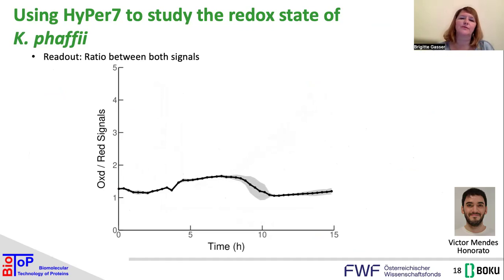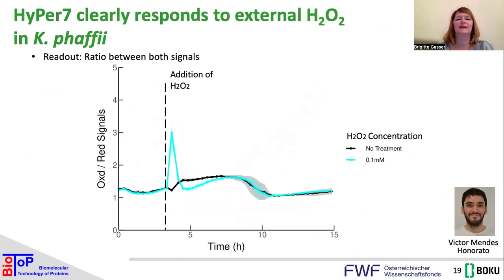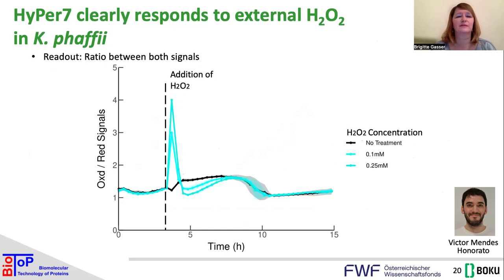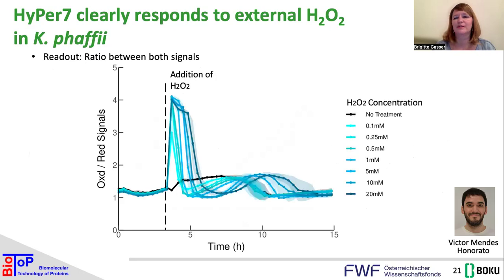First, Victor set out to add externally added hydrogen peroxide, in this case a very low concentration of 0.1 millimolar, and he could immediately see that you get a signal and that this disappears after a few hours again because hydrogen peroxide is detoxified. If you add more hydrogen peroxide, the signal gets stronger. And if you add even more hydrogen peroxide, up to 20 millimolar, you see here that the signal is not really getting stronger anymore, but it just takes longer until it returns, meaning that it takes longer to detoxify this amount of hydrogen peroxide.